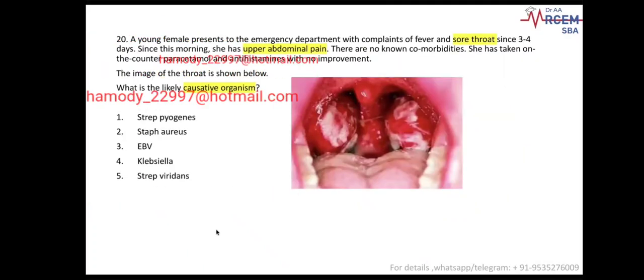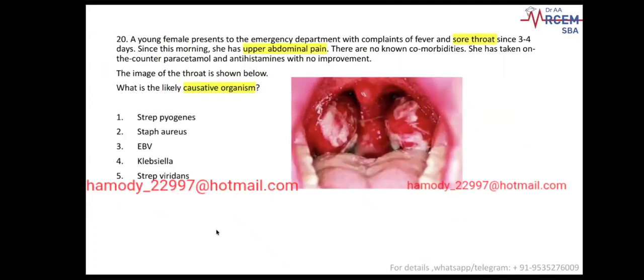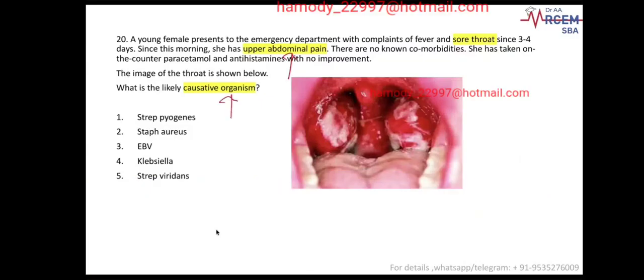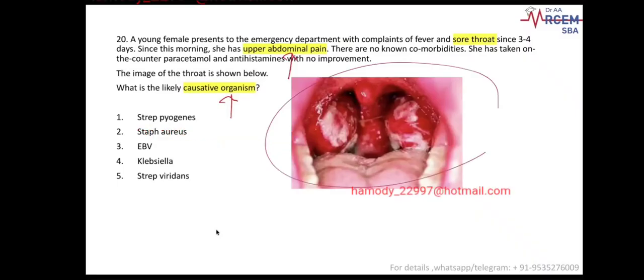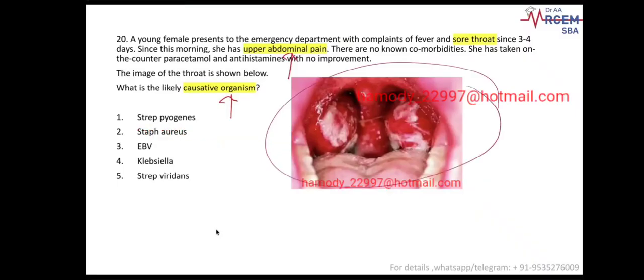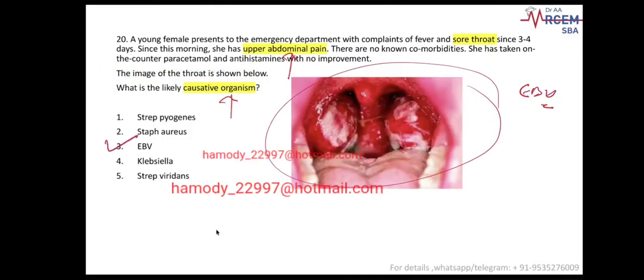Sore throat, upper abdominal pain. What is the causative organism they are asking? Sore throat, abdominal pain, it doesn't matter what image they have given. Whenever there is a sore throat and abdominal pain, we think of EBV infection causing infectious mononucleosis. So the diagnosis here is EBV.